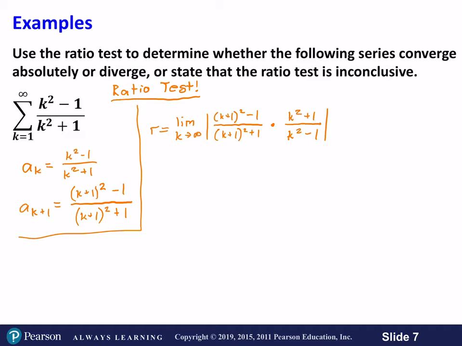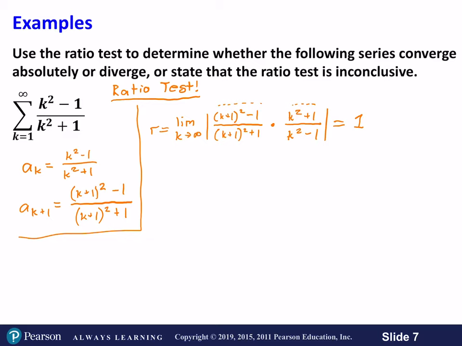All right, so we could multiply this all out. One thing we could do is distribute this (k plus 1) squared, subtract 1, and then multiply and distribute by k squared plus 1. But this whole thing is going to lead us to an answer of 1. So think about why that is.